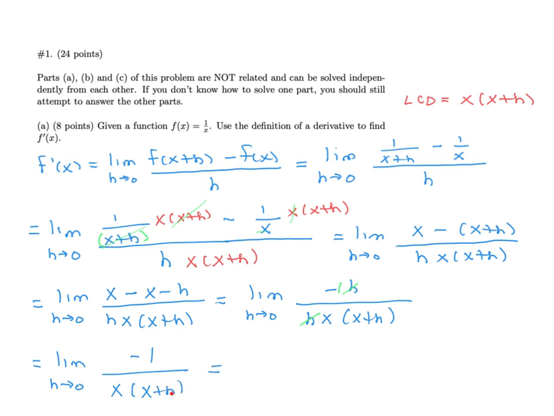I can now plug 0 in place of h because I have a defined value, and that is negative 1 over x times x plus 0, and that simplifies to negative 1 divided by x squared, and that is the derivative of 1 over x.